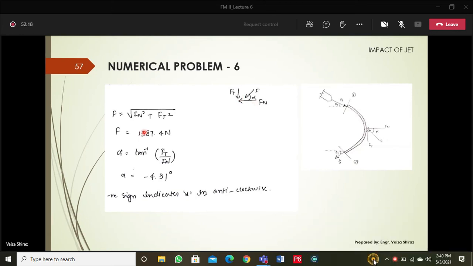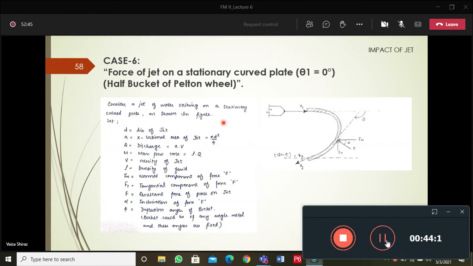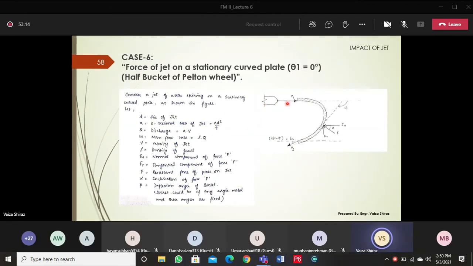To find out F, that is 1387.4 newtons. Also, alpha will always be measured from F with the horizontal. Alpha is measured clockwise, so that you do not get any confusion during the class. Here the jet strikes exactly horizontal to the bucket.